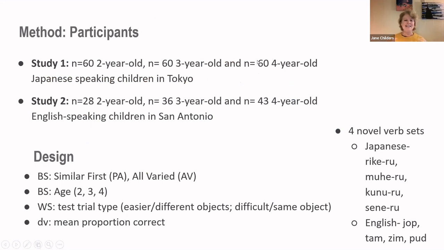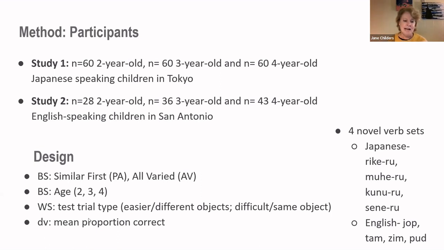So in this study, we have 60 children at our 3 ages, 2, 3, and 4, from Tokyo. Run in Tokyo with a Japanese speaking research assistant. And then we're getting close to getting our 60 in each age in San Antonio. It's taking us a little bit longer, but we're going to catch up. And we have 2 conditions, just like we did before. We have the progressive alignment, and then we have all far, all varied, same thing.